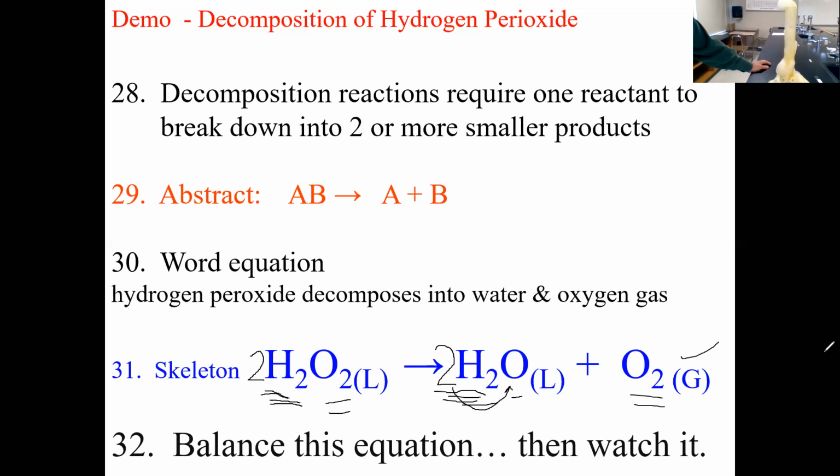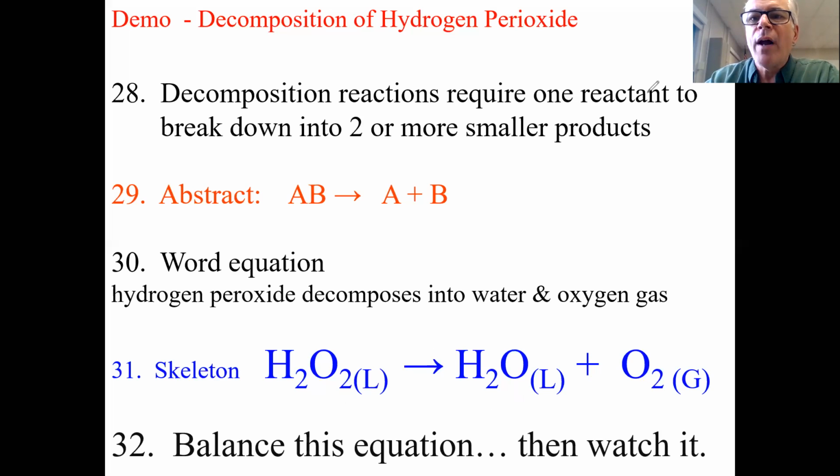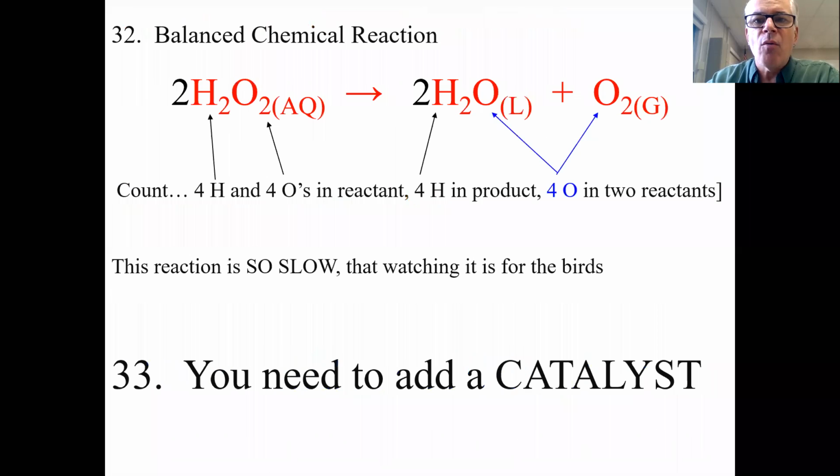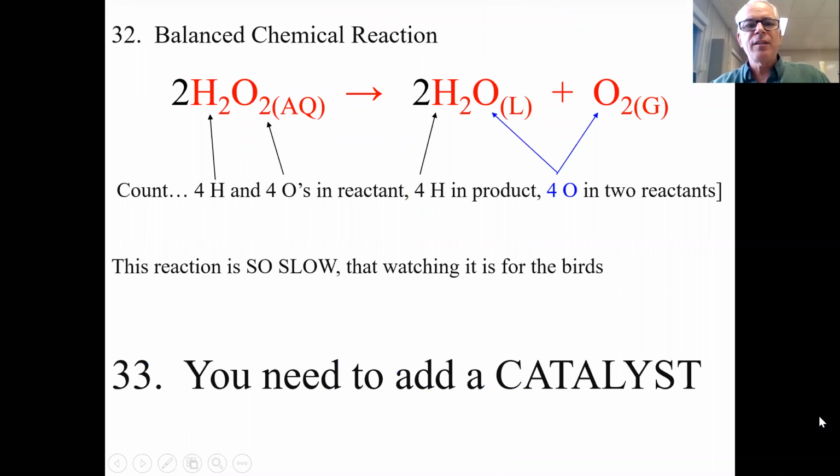Now, all that happened just there would have happened if I was patient, or if you were patient. But we didn't want to be patient. We wanted to hurry it up and make it go a little faster. So this is the balanced chemical equation. We'll keep talking about it in a second. It's all balanced, so you can see that.